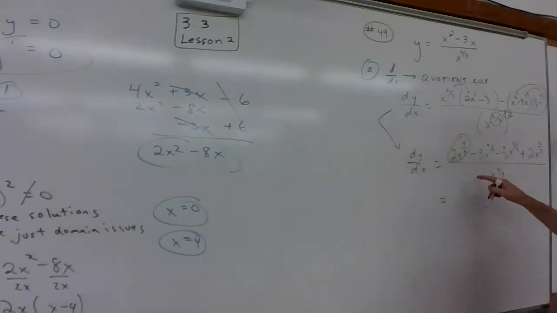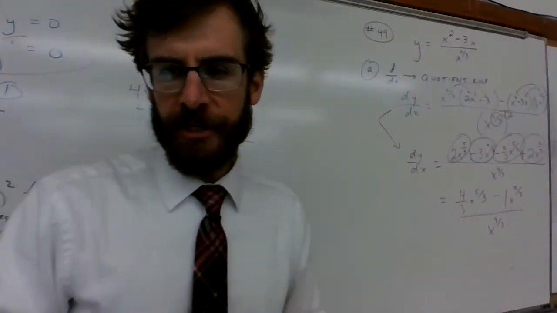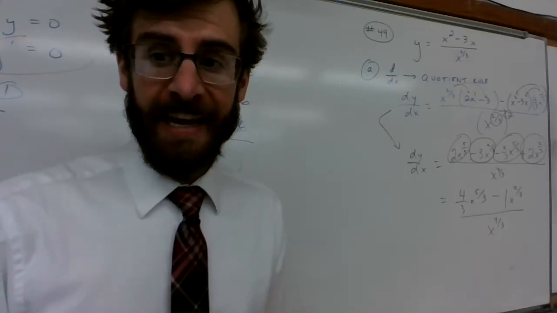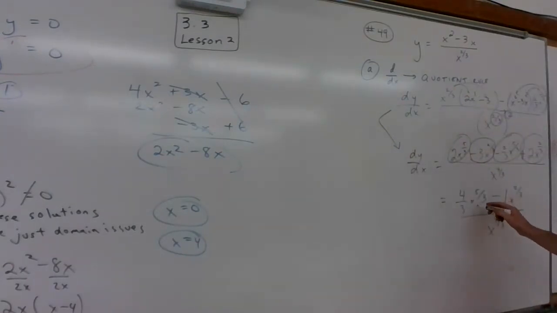So now I can combine these like terms. 2x to the 5/3 minus 2/3 x to the 5/3 gives you 4/3 x to the 5/3. All right. And then minus 3 plus 2 is minus 1 x to the 2/3. All divided by x to the 4/3. Okay, so what can we do? What can we do? Well, we can take out a 2/3 on top. Factor it out.